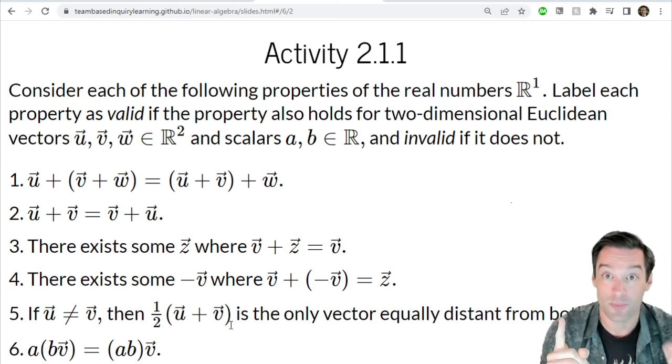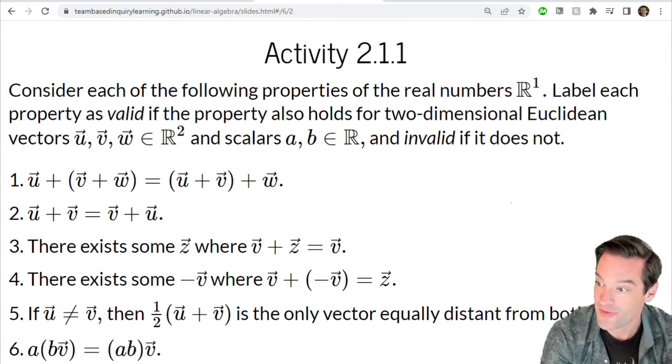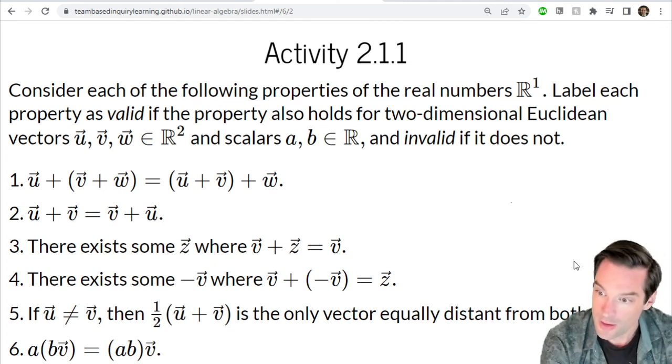If you give me two real numbers, there's only one real number I can find that is just as far away from one as it is from the other, and that real number is the arithmetic mean, the average of those two real numbers, half of a plus b. So your job in number 5 is to see, is that also true for vectors?